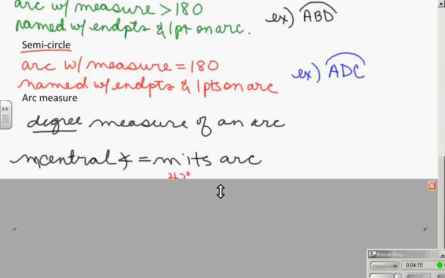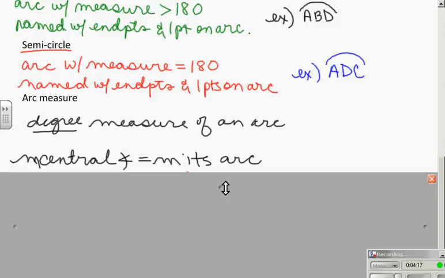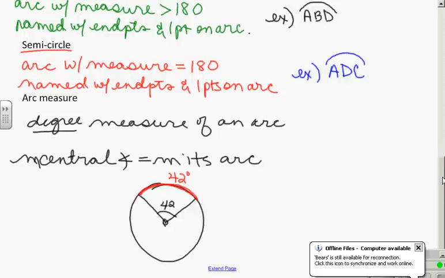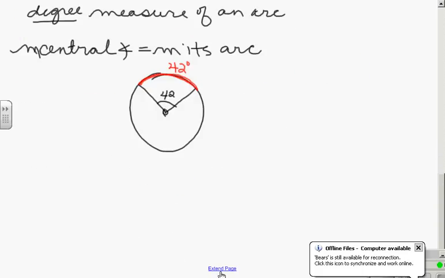Now, arc measure is one of our ways that we can measure a circle. There are different units of measure for circles, just like there are different units of measure for length and weight, etc. But degree measure is for arcs. So arc measure is the degree measure of an arc. And the measure of a central angle is equal to the measure of its arc. So if I draw you a picture, if the central angle is 42, its degree measure of the arc is also 42.